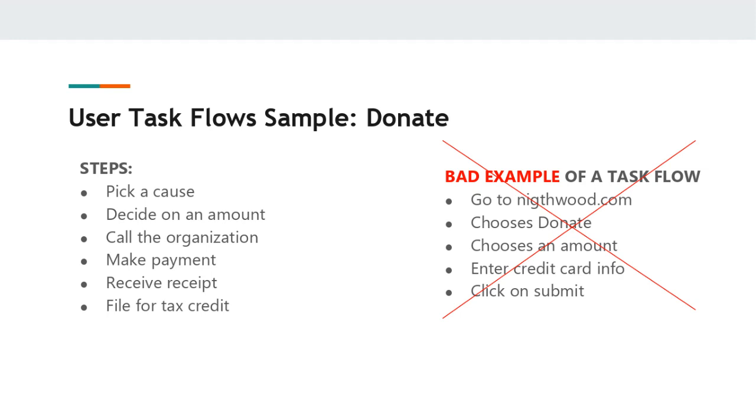But if I were to do a task flow for donation, we've already been talking about it. You pick a cause, right? These are the steps that you would follow. You don't talk about web. Pick a cause, decide an amount, call the organization, make a payment, receive, file for tax credit. Now, if you start describing a task flow, which comes before the user flow, before design, and you start saying, go to Nightwood, choose donate, choose the amount, now you're really talking about user flow. You're too detailed. Enter credit card, click on submit. When you start saying click, choose, go to, you're really describing the user flow.